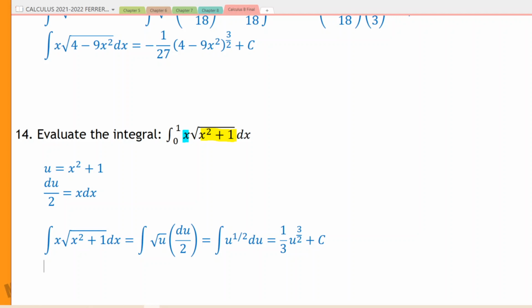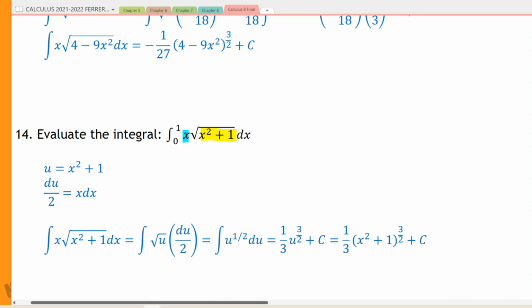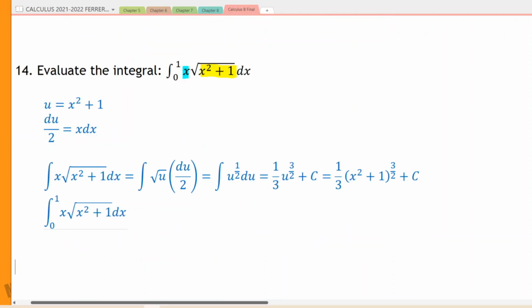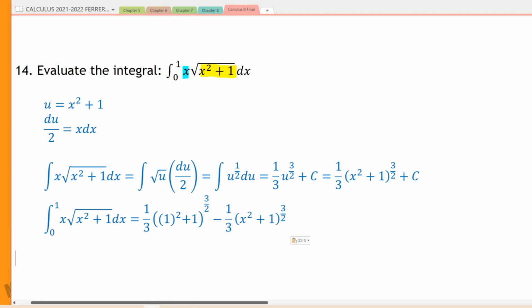We'll substitute our x's back into here, because we know that u is the same thing as x squared plus 1. And that does it for our antiderivative. Now we're ready to use the fundamental theorem of calculus to evaluate the definite integral. So this is going to be the antiderivative evaluated at 1 minus the antiderivative evaluated at 0. Okay, let's do some simplification.